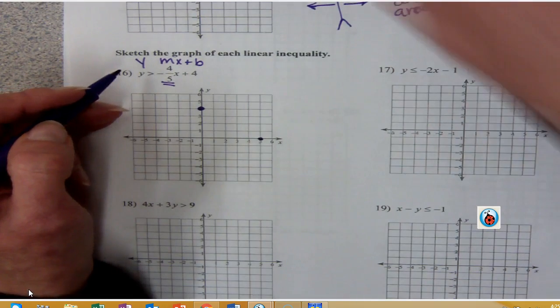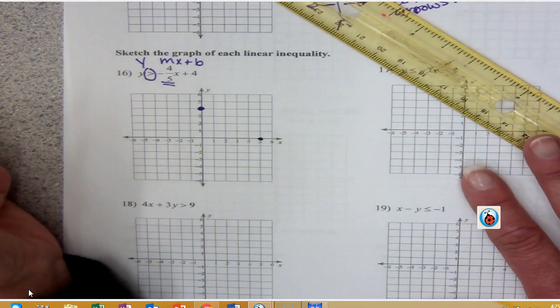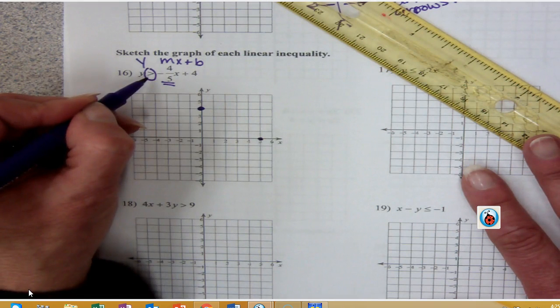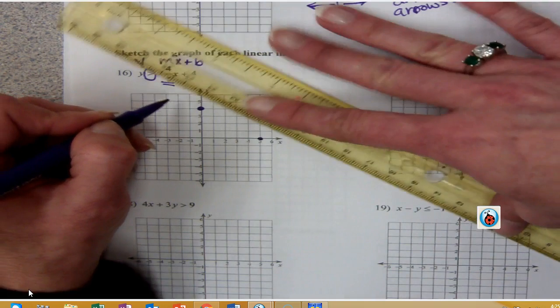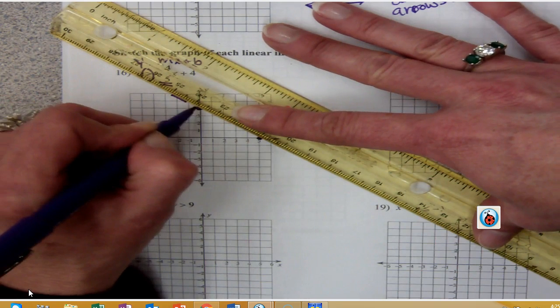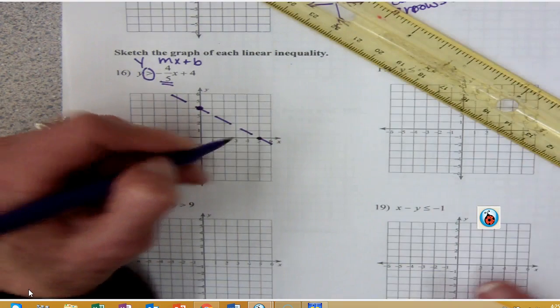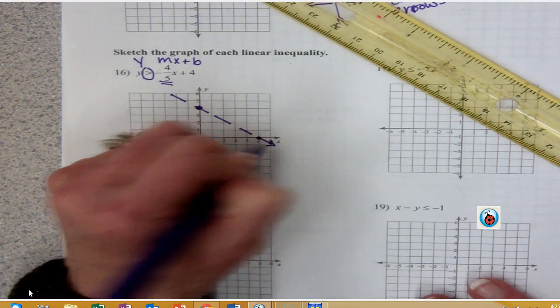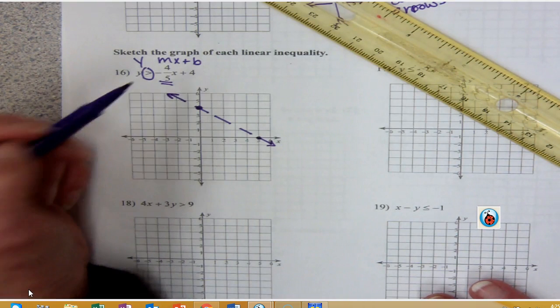Then I'm going to graph my line, but before I do, I'm going to look and see, is it a dashed line or is it a solid line? And I notice there's no equal to sign underneath that greater than. So I know it's going to be a dashed line. So I'm going to dash my line because that tells me that the solutions on that line are not going to be included. Only the ones in the shaded area.